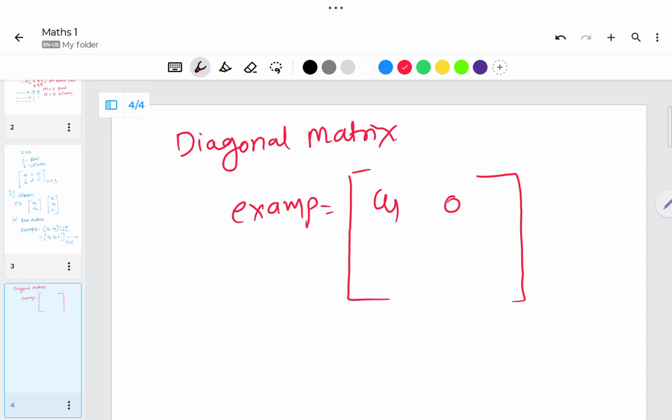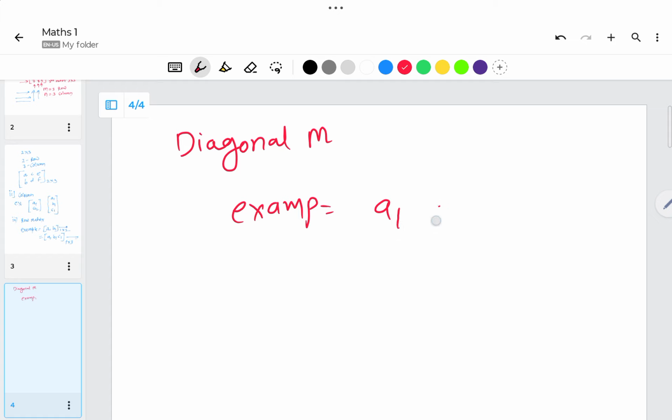A1 0, 0 B1. So this is called a diagonal matrix. Whatever the elements are in this diagonal, they will have some values, but the rest are all zero. So this is zero, this is zero. Then only it is called a diagonal matrix.